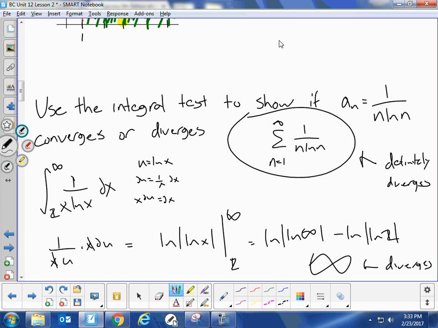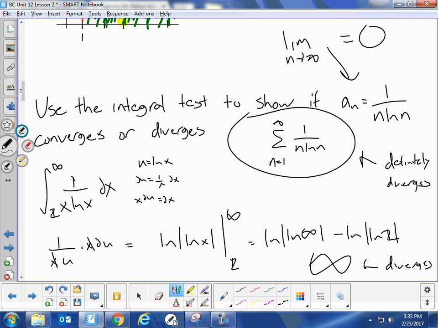Even though when we looked at the nth term, the limit as n approaches infinity, that equals 0, and we say, oh, that series possibly converges, the integral test just shows me that this definitely diverges. Okay? Here's an example of something where the limit will approach 0. However, when you add the terms up, they won't converge toward a value. It'll just continue to increase and increase and increase.